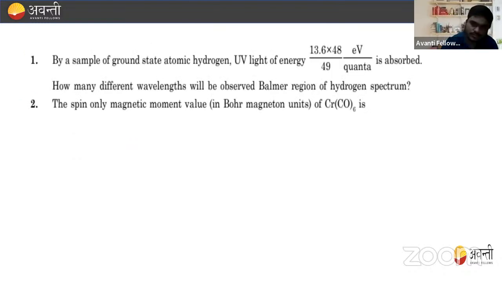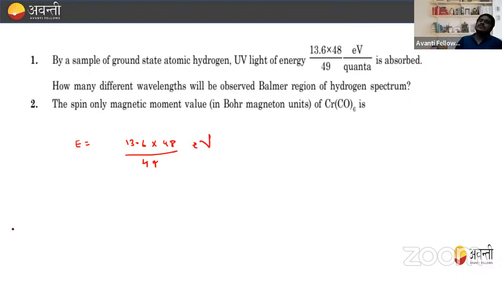Now, this question is very important, so try to understand this thing. A sample of ground state atomic hydrogen absorbs UV light of energy. So how much energy is absorbed here, beta? That is 13.6 into 48 by 49 electron volt, right? It is absorbed.